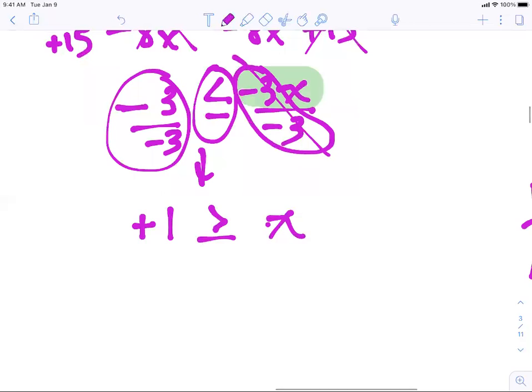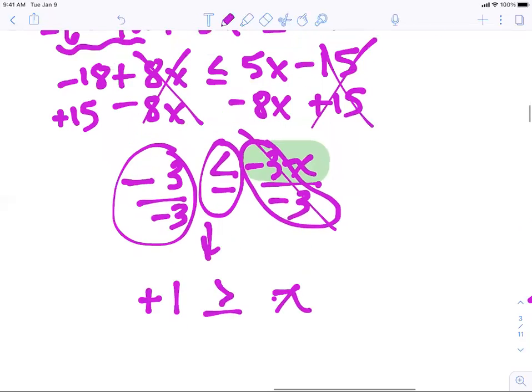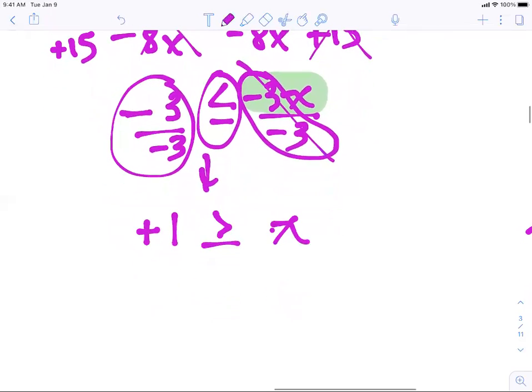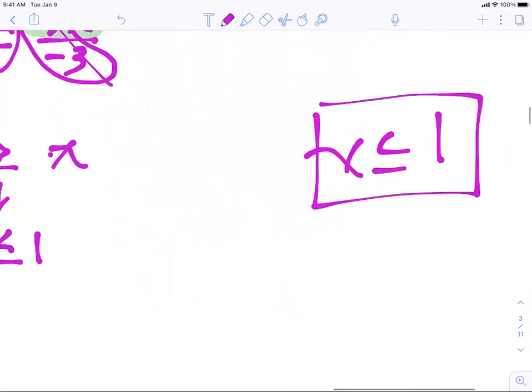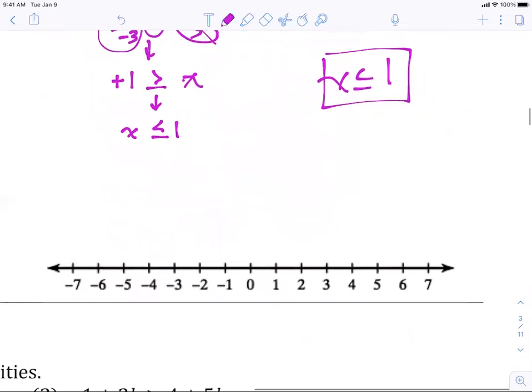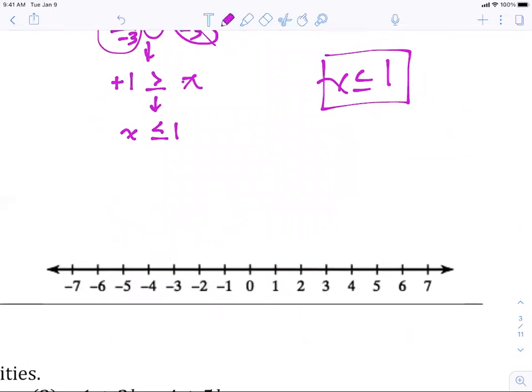Now, if you did this a different way, and got all of your x terms on the left side and all of your constant terms on the right side, you would have gotten the same thing. I'm going to flip this around because, again, I like having my variable first. So I'm going to flip my x and my 1, and that means my sign has to flip as well. Either way, you should have got x less than or equal to positive 1.